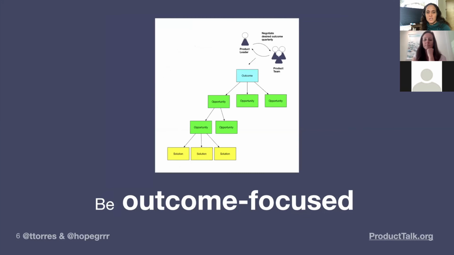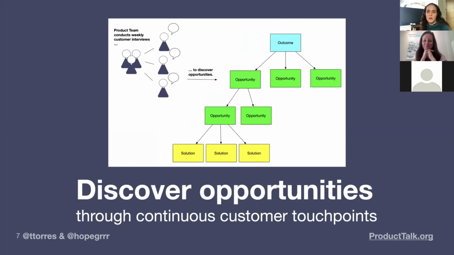The third principle we talked through was being outcome focused. So this distinction between outcomes and outputs. How do we get teams to not just focus on shipping code, but to look at the impact of that code, and the outcomes that are being driven? That was part 1. In part 2, we dove into making sure your teams are discovering opportunities.